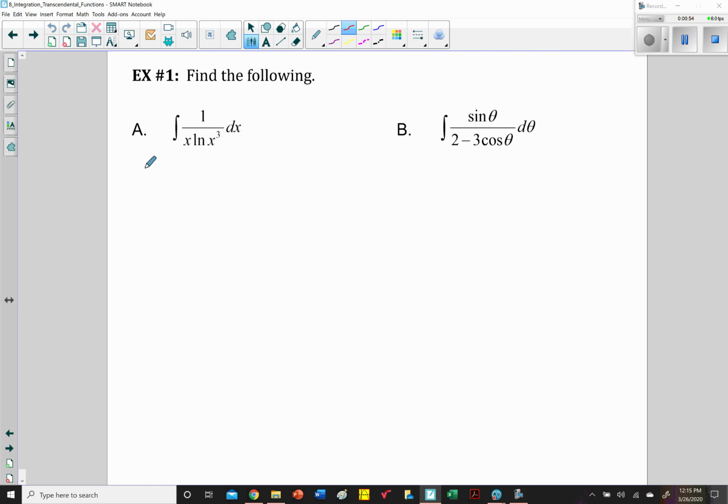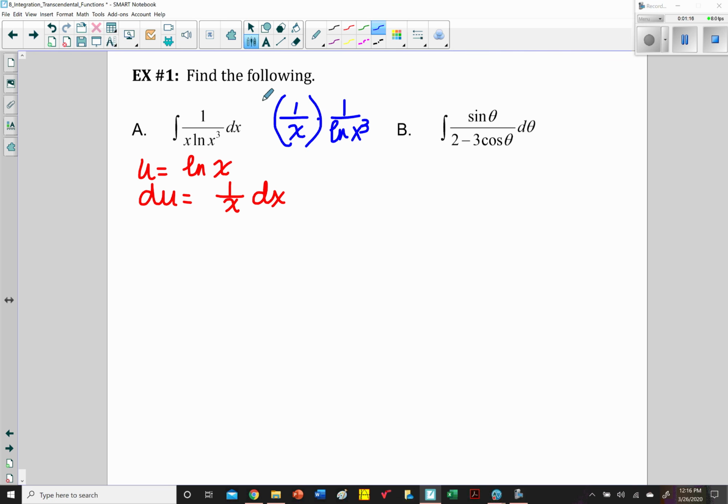If u is natural log of x, then our du is 1 over x with respect to x, because you can see this mentally if you think about 1 over x here and 1 over natural log of x cubed here. When you put those together, this is my derivative part that's hiding within that integrand.